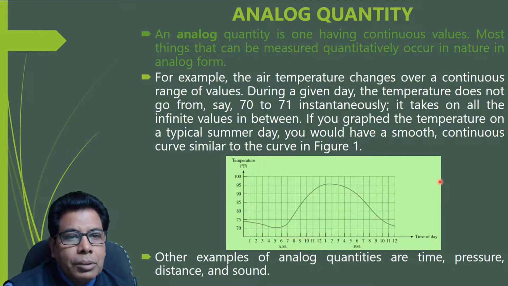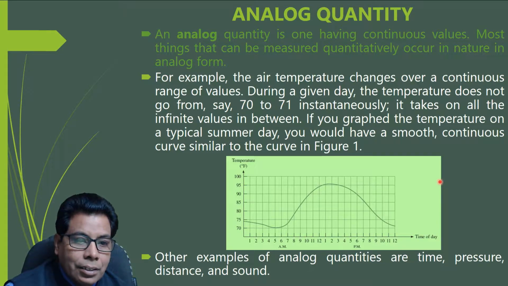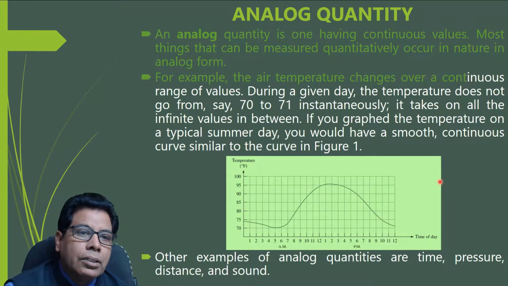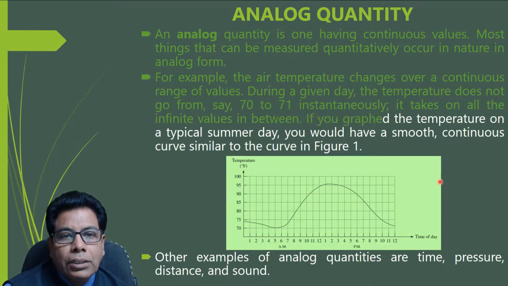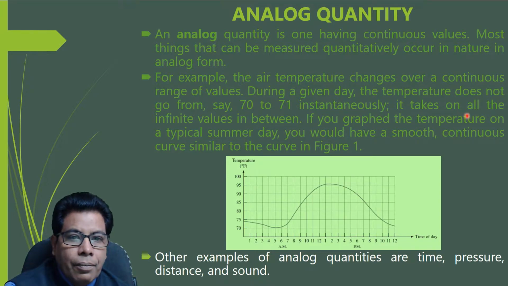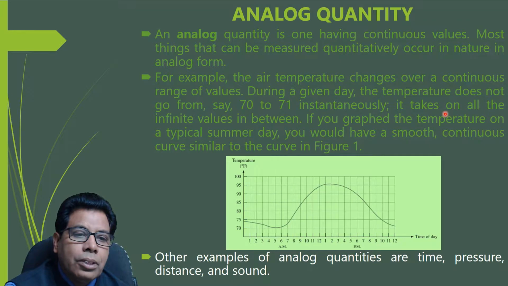Most of the things that can be measured quantitatively occur in nature in analog form. Here, things like time, pressure, distance, sound, all these which occur in nature, are in analog form. For example, the air temperature changes over a continuous range of values during a given day. The temperature does not go from 70 to 71 instantaneously. It takes all the infinite values in between. So it is a continuous change.